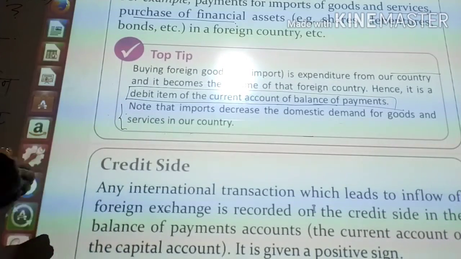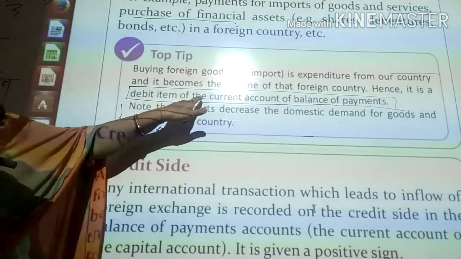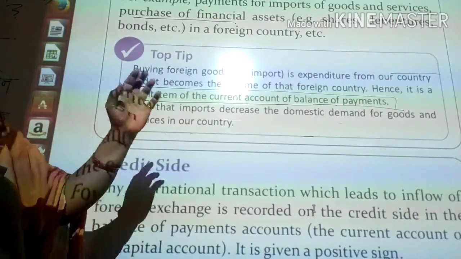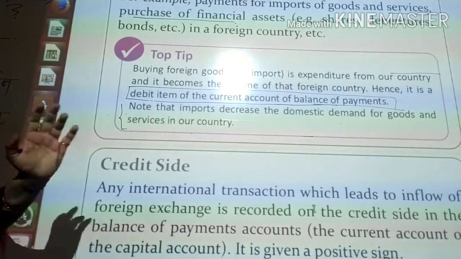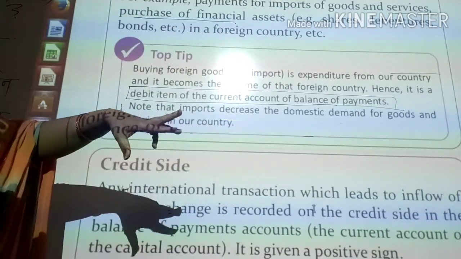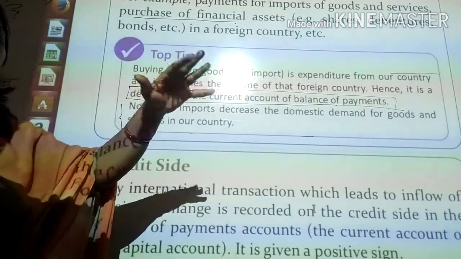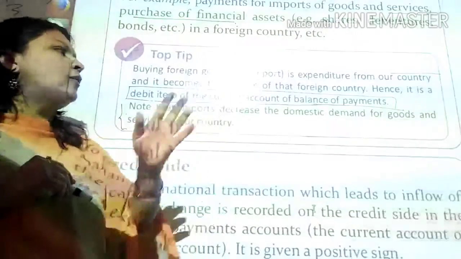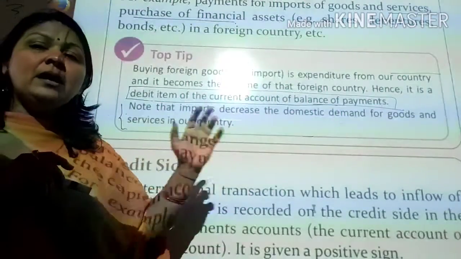That is a very important criterion. This much is the debit item of the current account of balance of payment. Why are we purchasing the goods and services from outside, from a foreign country? Note that the import decreases. If the import decreases, मतलब हम लोगों से अब आउटसाइडर से कम गुड्स मंगा रहे हैं, the domestic demand for goods and services in our country.